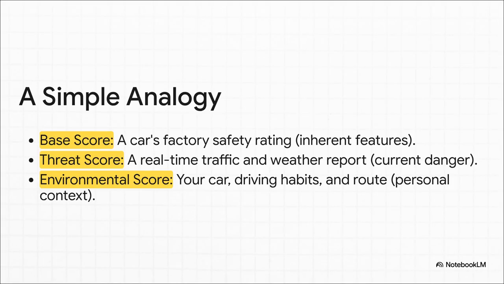And honestly, this analogy just nails it. The base score, that's like your car's official crash test rating. It's baked into the car's design. It doesn't change. The threat score, that's your GPS screaming at you about a sudden hailstorm or a huge accident right on your road. And the environmental score? Well, that's you, thinking about the fact that you're driving that specific car at night in that hailstorm with your family in the back. See? Same car, totally different risk.